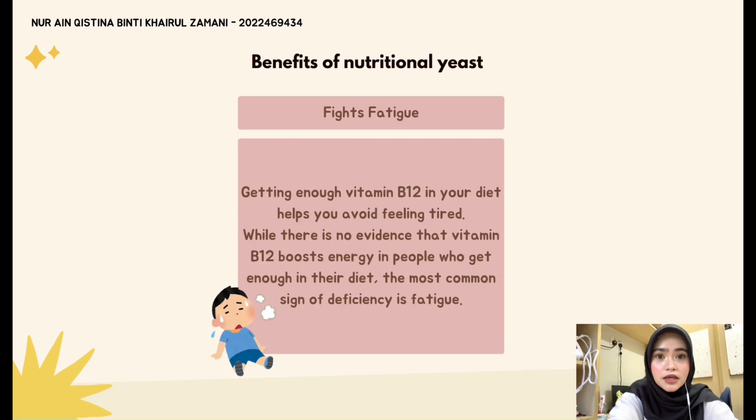Last but not least, it also fights fatigue. Getting enough vitamin B12 in your diet helps to avoid feeling tired. While there is no evidence that vitamin B12 boosts energy in people who get enough in their diet, the most common sign of deficiency is fatigue.